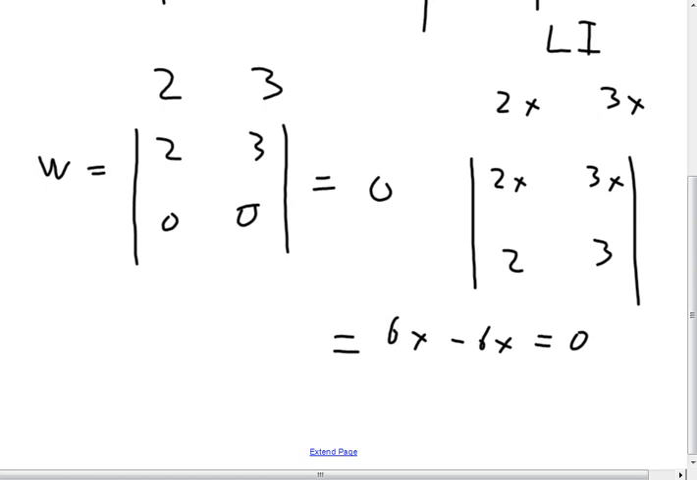And why are we discussing Wronskians at all? Because we're going to use it someplace in the future.